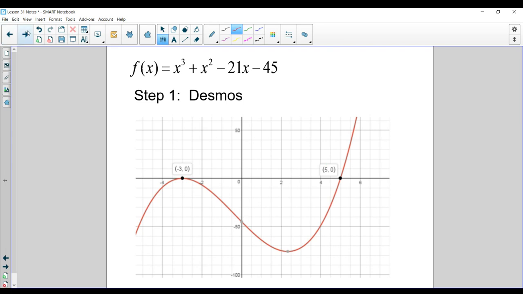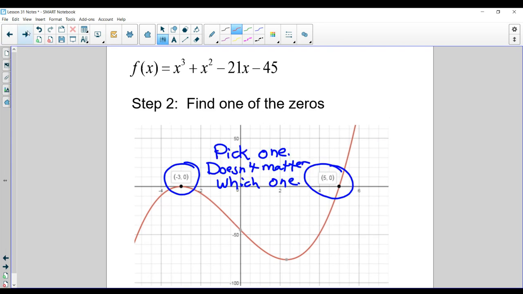So I'm going to choose one of those two. It doesn't matter which one. And you do x minus the number. So if I'm picking the -3, I would use x plus 3. And if I pick the 5, then I would do x minus 5. Whichever one you pick, you're going to divide it into this polynomial. And when you do the division, again, you should end up with a remainder of 0 at the end.